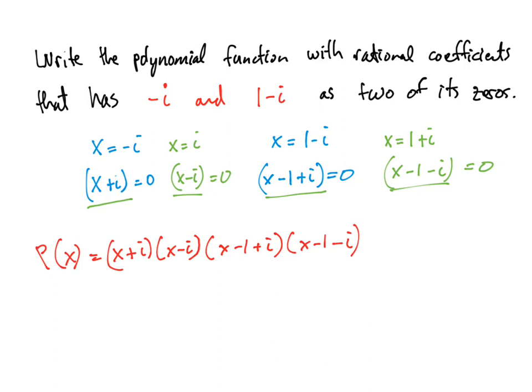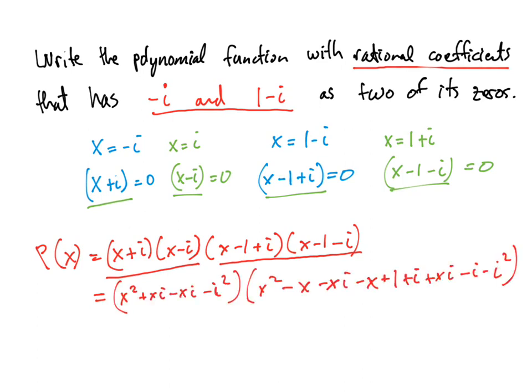Now, we have expressed this polynomial function that has the given values as zeros. However, this function does not have rational coefficients. So this function will only have rational coefficients once we multiply all of these factors out. So again, multiply the two conjugates together first. So x plus i, x minus i, and then these two factors together.